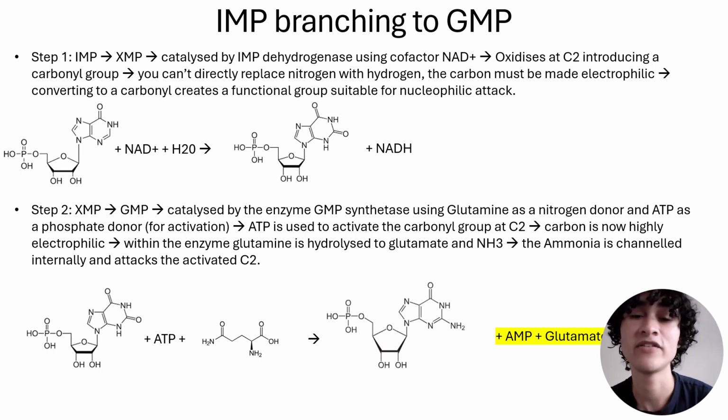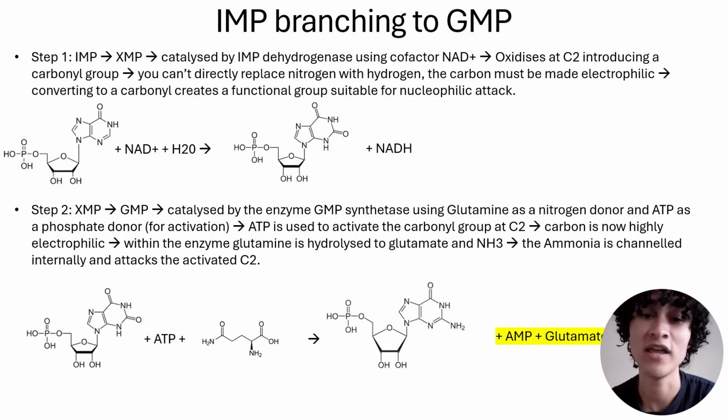Okay, so that might be a bit of a problem, because there's no functional group there, there's just a hydrogen. As you know, it's really hard to replace, say, an amine group with a hydrogen. It's not feasible, it can't be done. So we first need to create a carbonyl group there to make that second carbon more electrophilic.